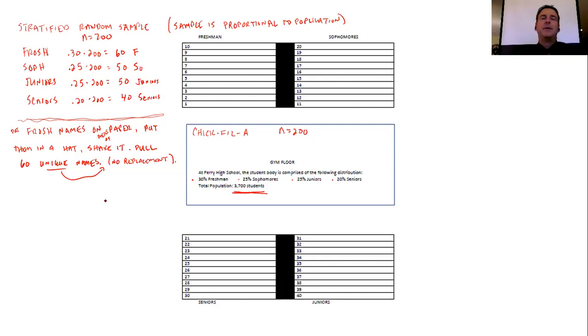And then you repeat the same thing for your sophomores. You have all the sophomores put their name on a piece of paper, put it in a hat, shake it up, and pull out 50 instead. Those 50 will get a sandwich and a survey. And then you can do the same thing for juniors, and then follow up with seniors, except that instead of having 50 to pull for seniors, you would only have 40. So that is a stratified random sample. And again, your sample is proportional to your population.